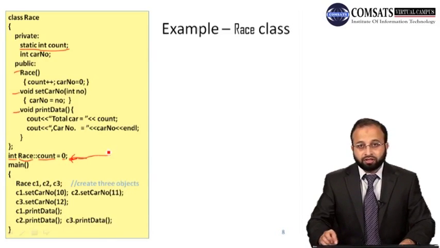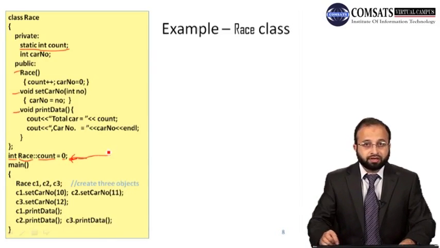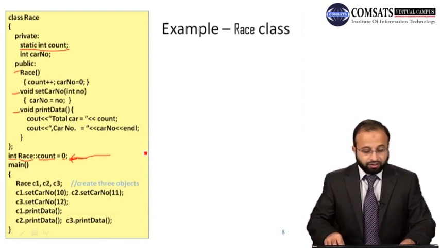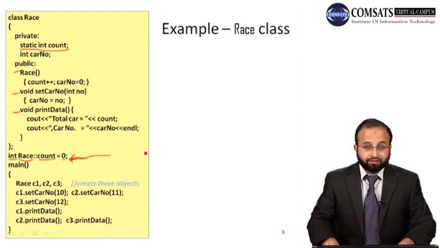जब program की execution खत्म हो जाएगी, उस time पे static data member की memory deallocate हो जाएगी. Now you can see in the main function there is the first statement. In the first statement we are creating 3 objects, that is C1, C2 and C3 of Race class. So race class के हम 3 objects बना रहे हैं.